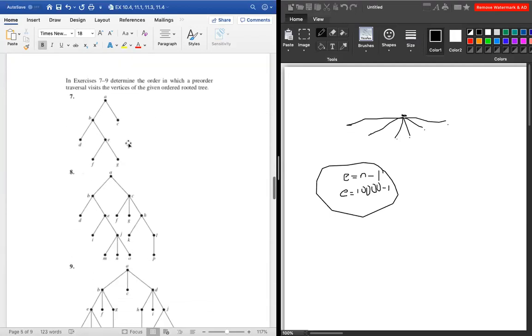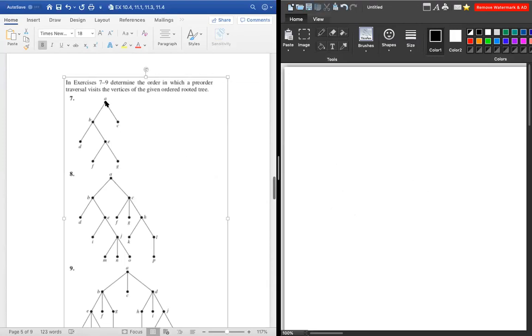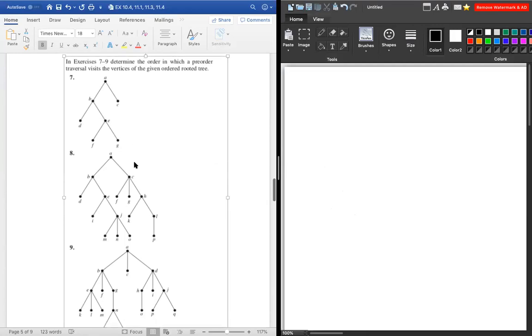Okay, so this is going to be our first question for this exercise, question number 7 here. We have to determine the order in which a pre-order traversal visits the vertices of the given ordered rooted tree. So here we have to figure out the order using the pre-order traversal.